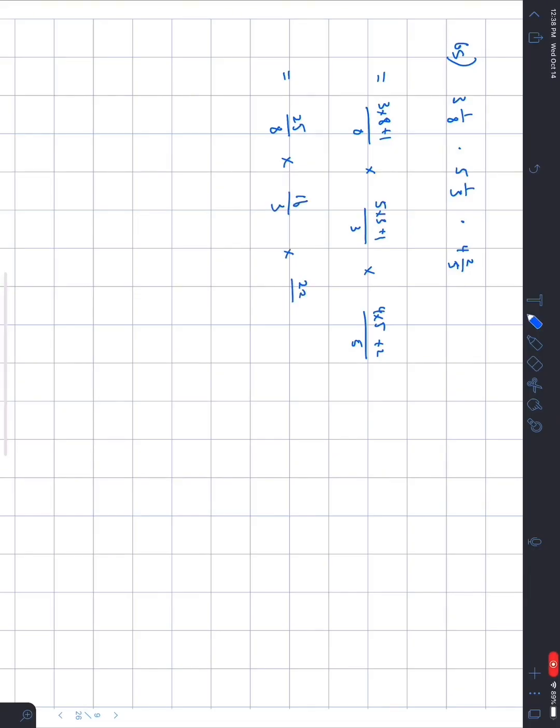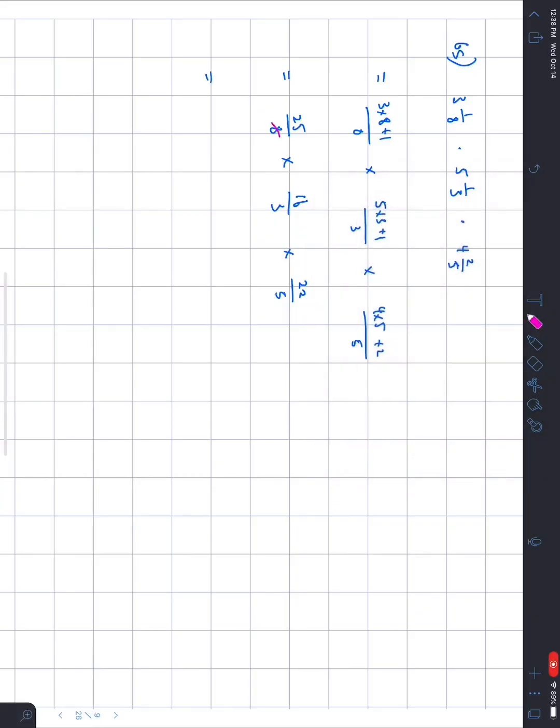6s. 3 and 1/8 times 5 and 1/3 times 4 and 2/5 equals 3 times 8 plus 1 over 8 times 5 times 3 plus 1 over 3 times 4 times 5 plus 2 over 5. 3 times 8 is 24 plus 1 is 25. 5 times 3 is 15 plus 1 is 16. 4 times 5 is 20 plus 2 is 22.